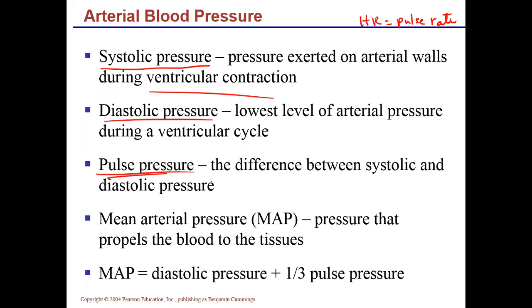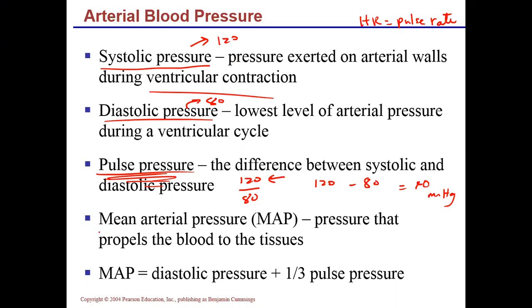So you're familiar with 120 over 80. 120 is the systolic and 80 is the diastolic pressure. The difference between the two is 40: 120 minus 80 is 40, right? So 40 mmHg would be your pulse pressure. That's as easy as it gets.